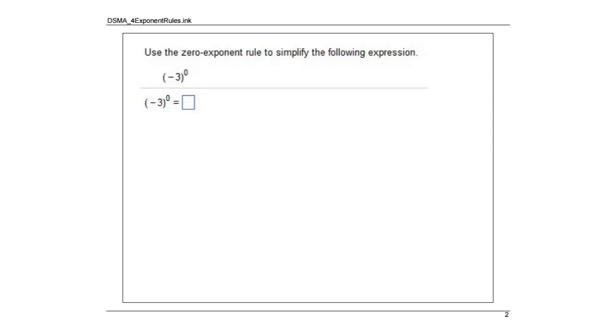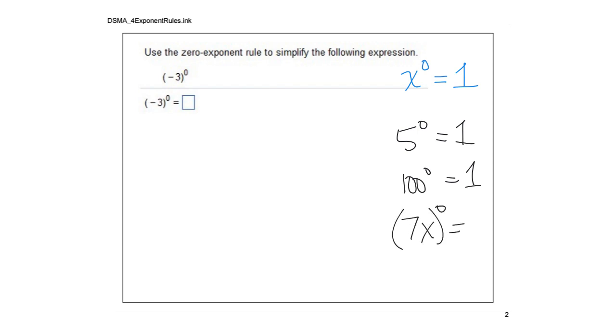All right, the first thing we're going to look at is the zero exponent rule. The zero exponent rule tells us that anything that we raise to the zero power is going to equal 1. And I'll be able to prove that to you when we get to some other rules. But this is an absolute. I can take 5 raised to the power of 0, that equals 1. I can take 100 raised to the power of 0, that equals 1. I can take 7x all raised to the 0 power, that equals 1. It just equals 1. It doesn't matter.